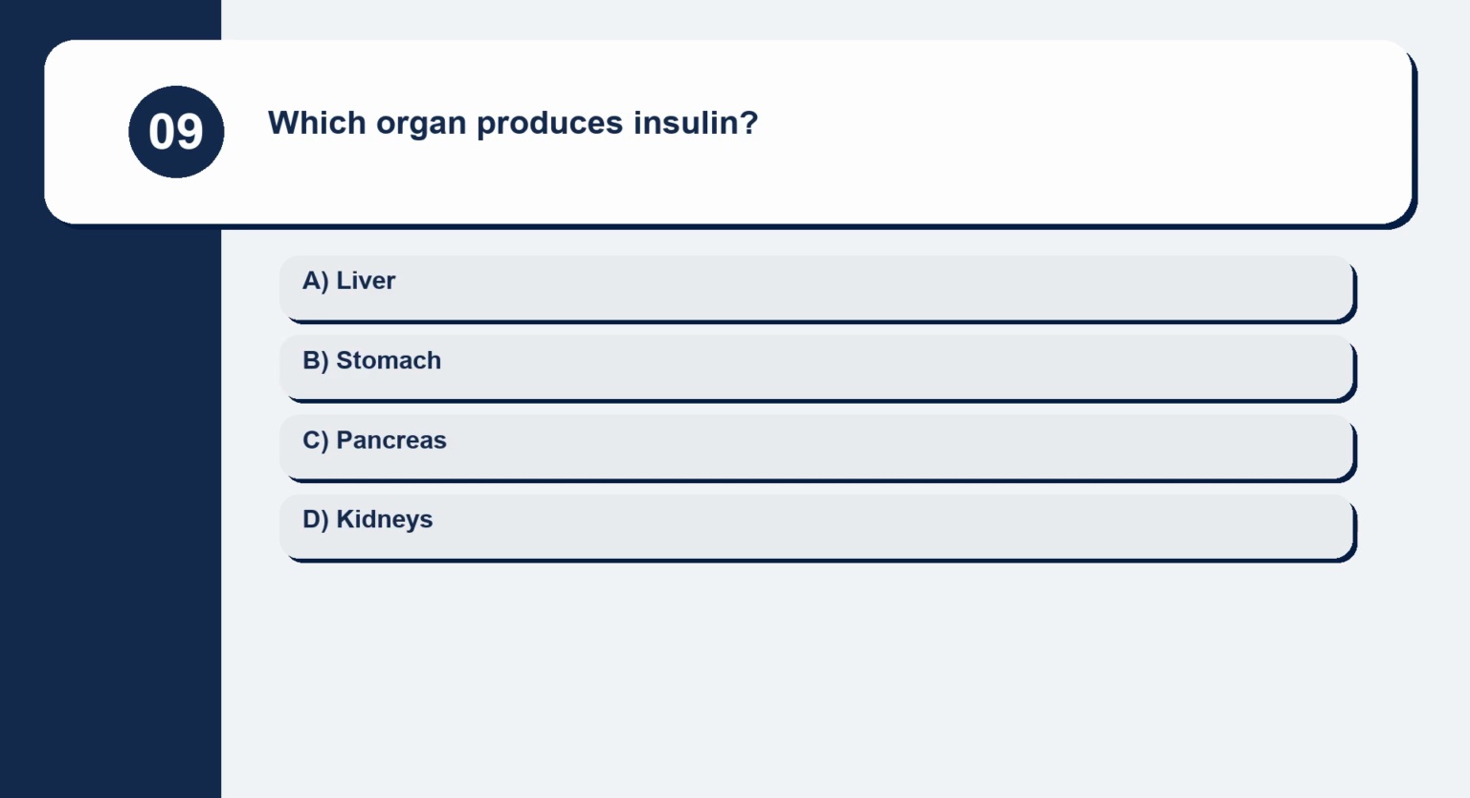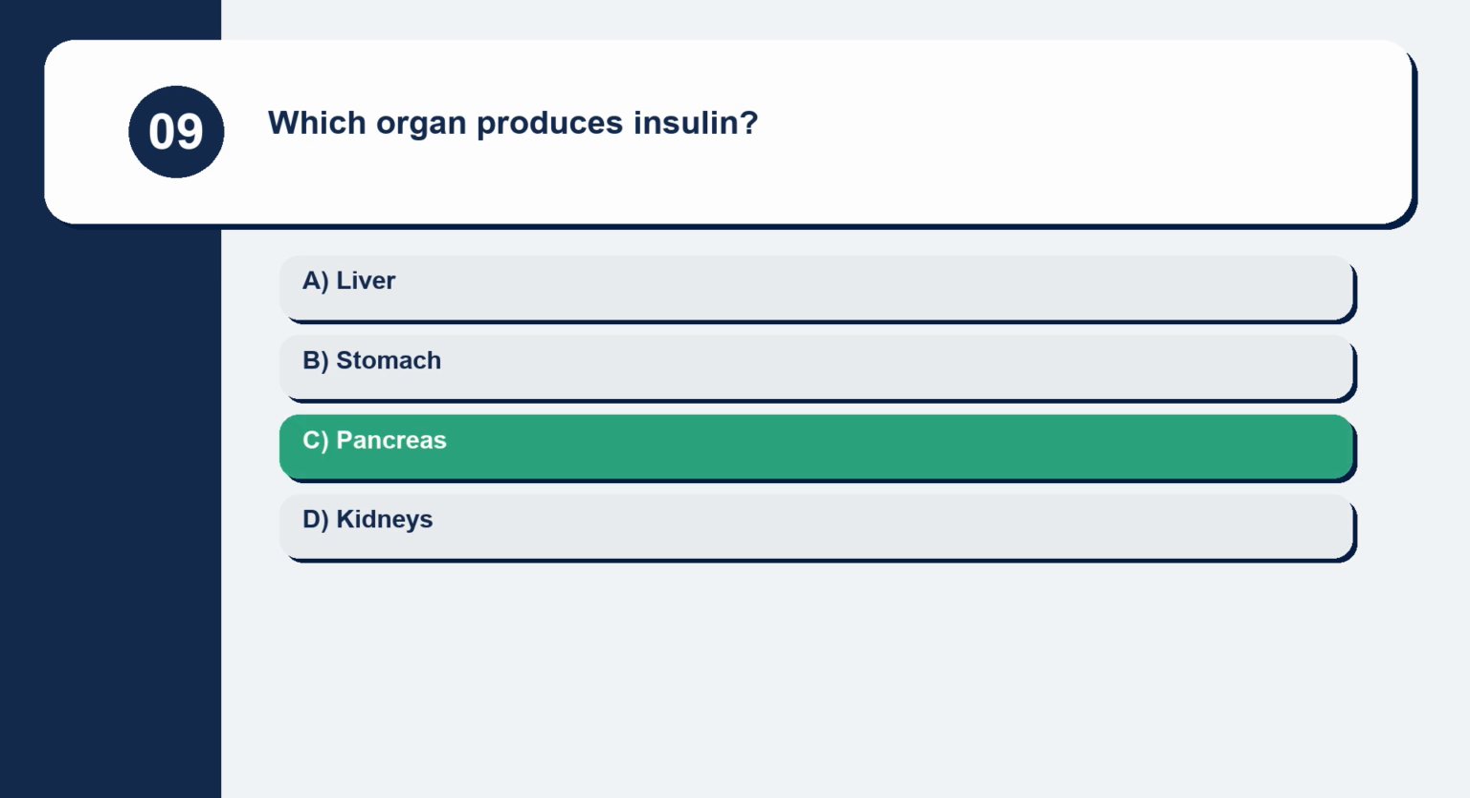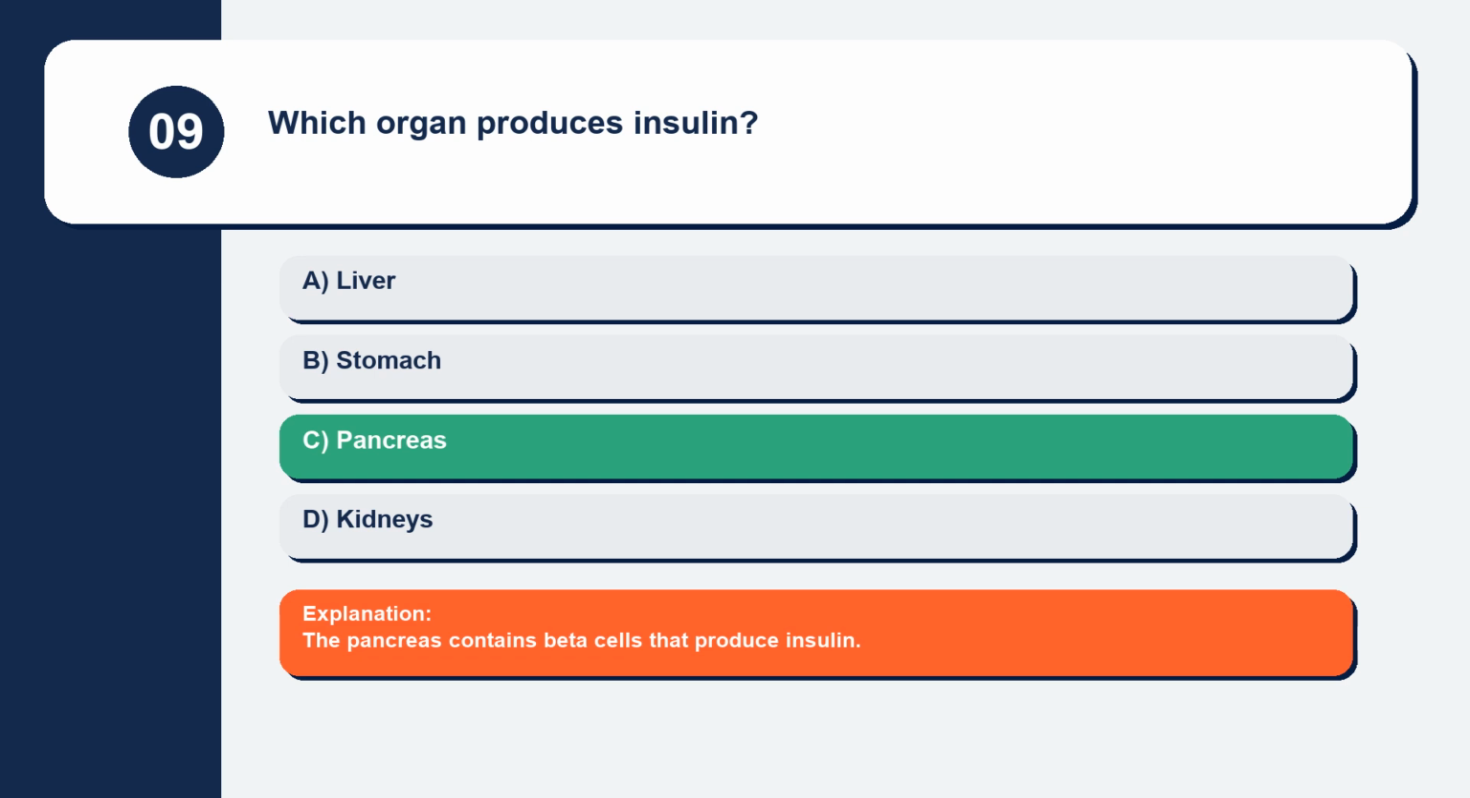Question 9. Which organ produces insulin? Liver. Stomach. Pancreas. Kidneys. The pancreas contains beta cells that produce insulin.